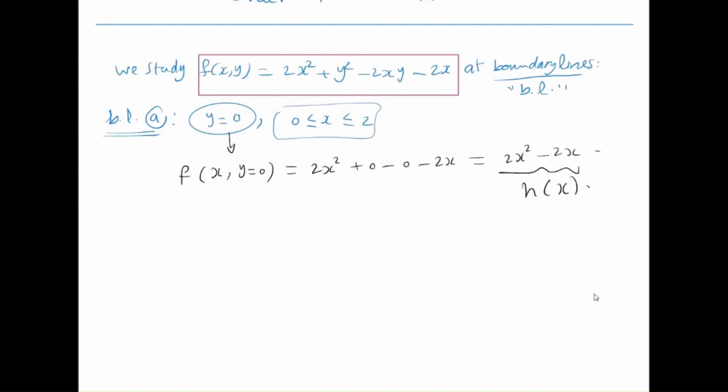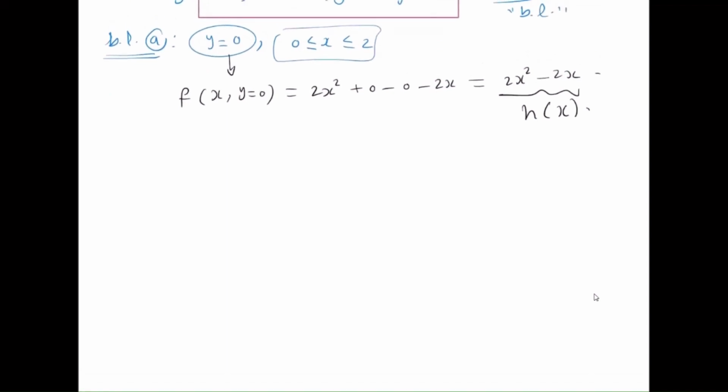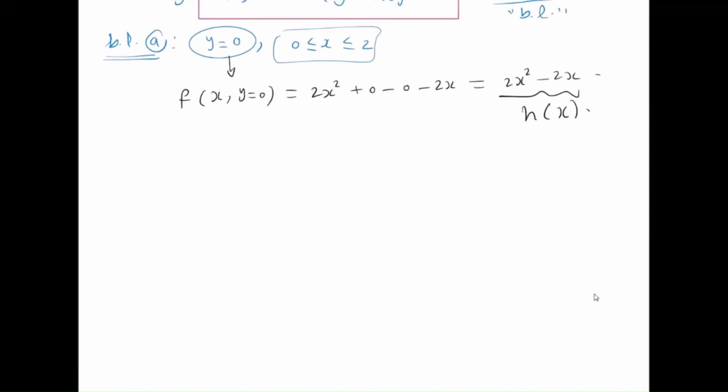What I'm looking for is the critical points, the maximum, the minimum of the original function. The original function becomes h of x at this boundary line. So can you tell me whether h has a critical point, or what is the maximum or minimum point of h? h of x equals 2x squared minus 2x. Where are the critical points of h?